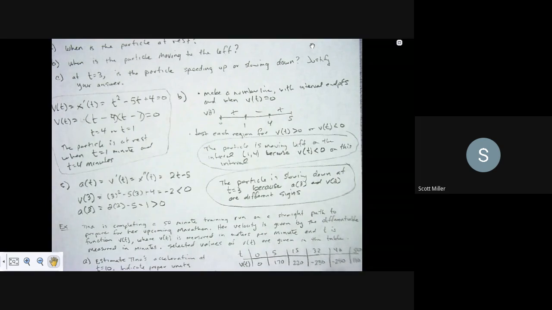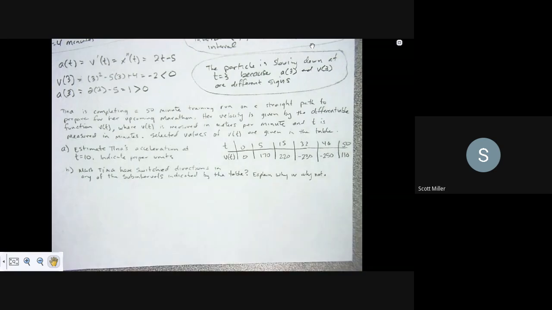All right, I have another example right here. This one has you given information in a table setting, so let's see what it is asking us to do. He is competing in a 50-minute training run on a straight path to prepare for an upcoming marathon. Her velocity is given by the differentiable function v of t, where v of t is measured in meters per minute and t is measured in minutes. Selected values of this velocity are given in this table right here. Estimate Tina's acceleration at t equals 10. Indicate proper units. Let's start with that question.